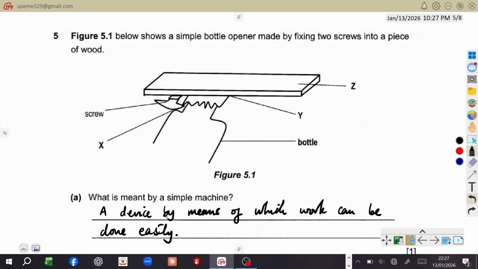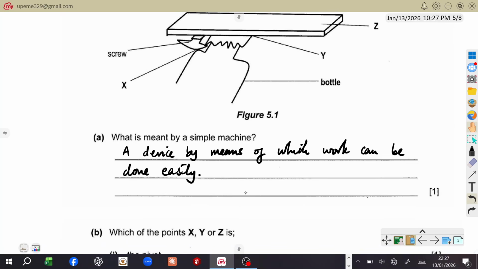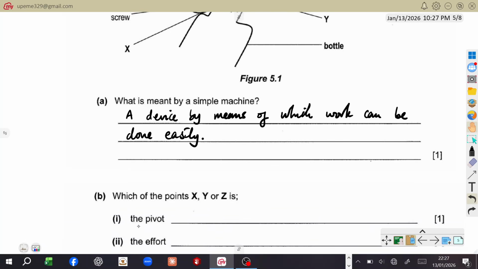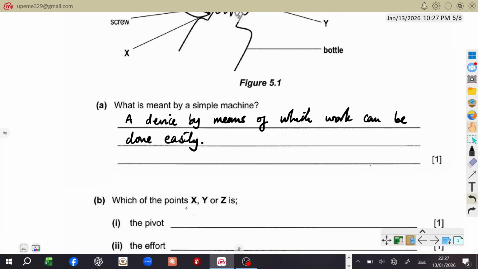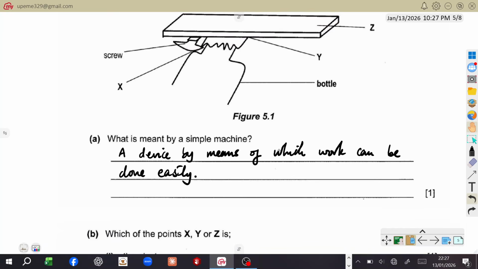So a tool that can be used to make work easy, or a device by means of which work can be done easily. That's a simple machine. Okay, I think this one is a bit like moment and also like simple machine. Yeah. So then they said, which of the points x, y, or z is a pivot, then the effort. So which of the points do we have?